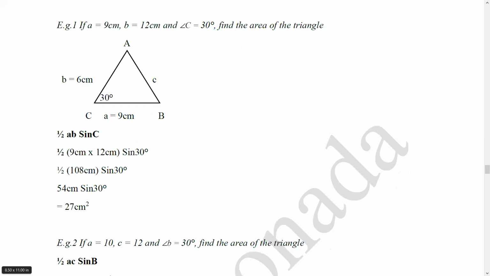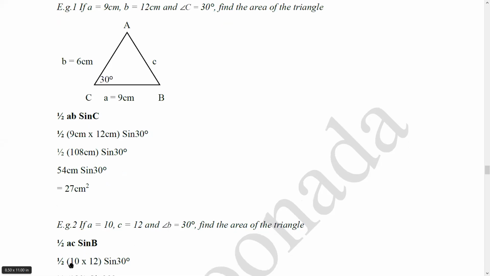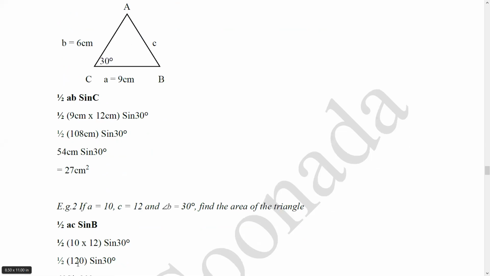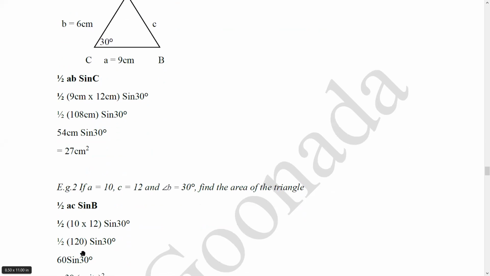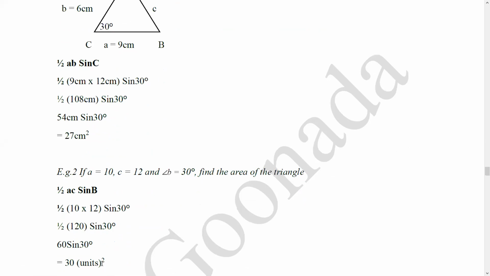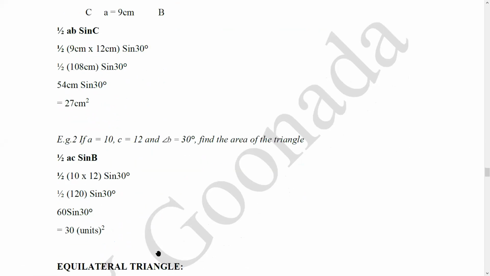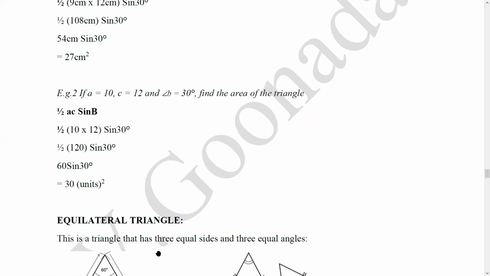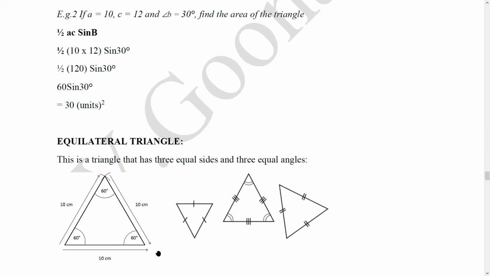So the formula, it's a half AC sine B, because we are given A and C as the two sides, and B is the angle, right? We weren't given any units, so it's a half of 10 by 12 sine 30. So it's a half of 120 sine 30. A half of 120 is 60. So 60 sine 30 is 30 units, and of course it's area, so it's units squared. Everybody understand that?